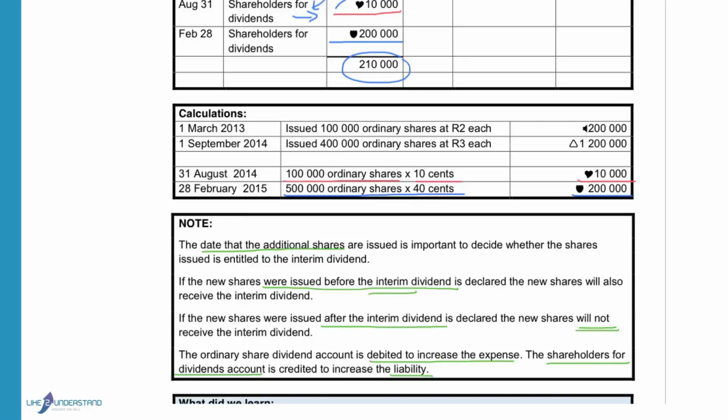Just to recap again, remember the date that the additional shares are sold during the current financial year is very important. If the shares were sold before the interim dividend was declared, they will receive the interim dividend. If the shares were sold after the interim dividend was declared, they will not receive the dividend.